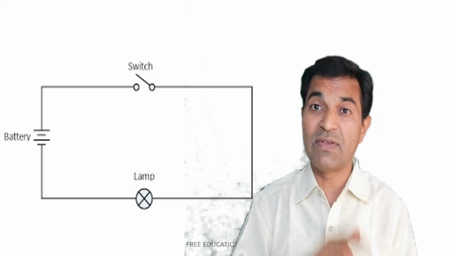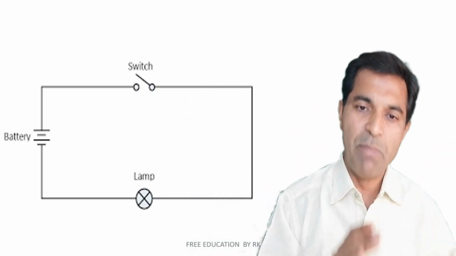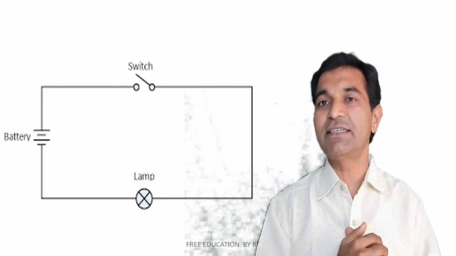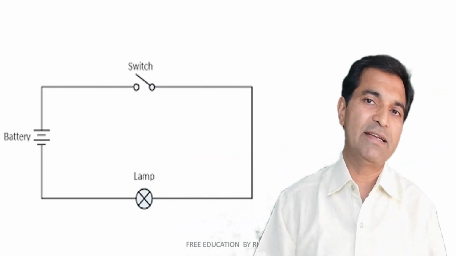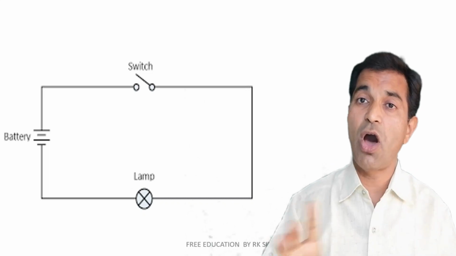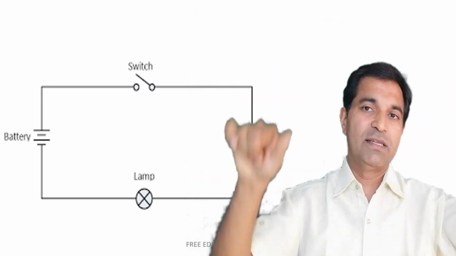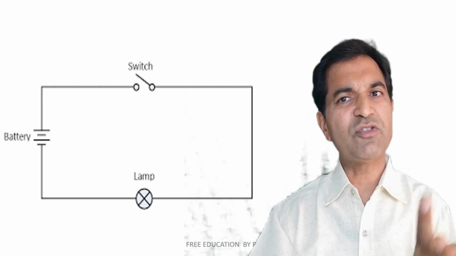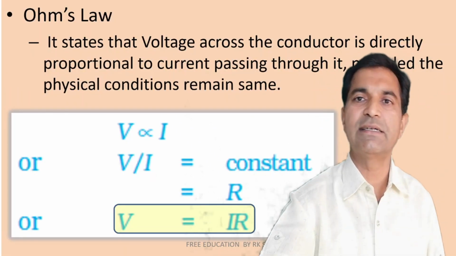You should remember this is the conventional direction. So battery, switch and lamp, with the help of wires, they have been connected with each other, and this completes a circuit. Circuit should always be closed path. There should not be any open, otherwise circuit will not work, right? So this is the pictorial representation and this is known as circuit diagram.